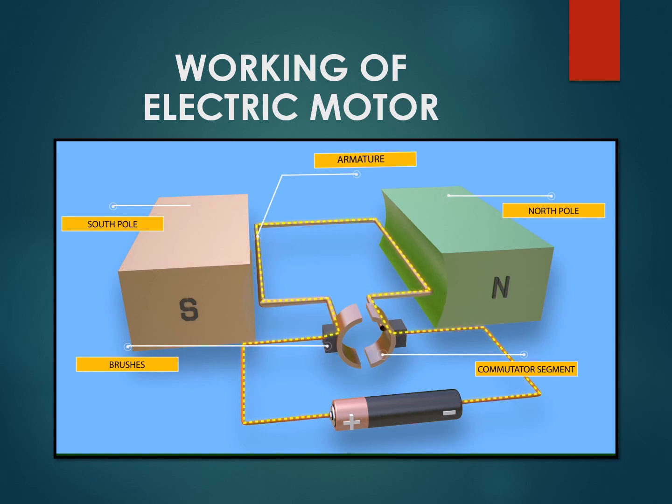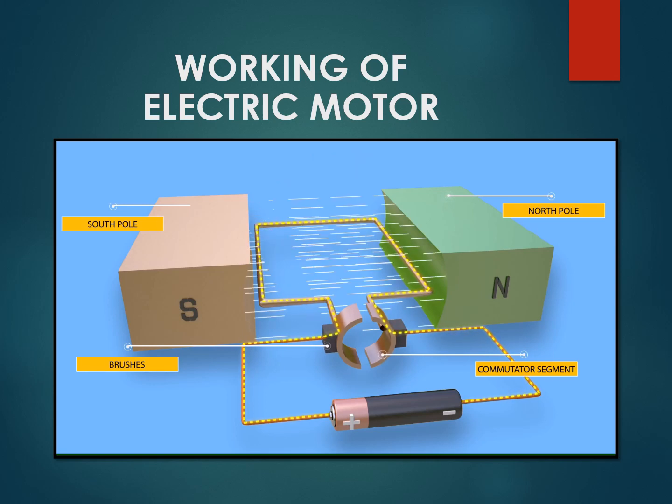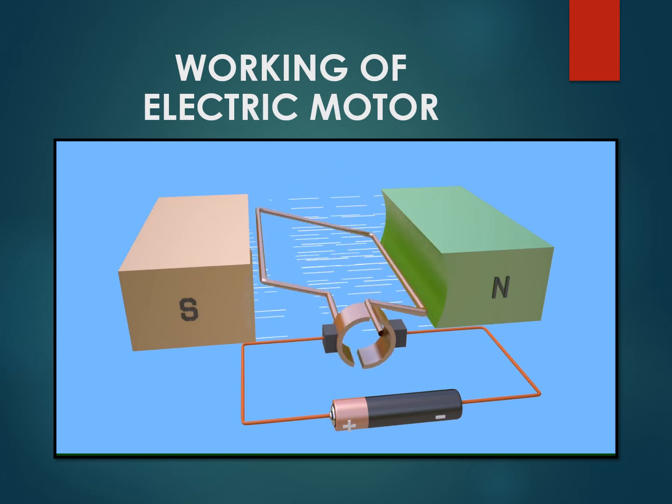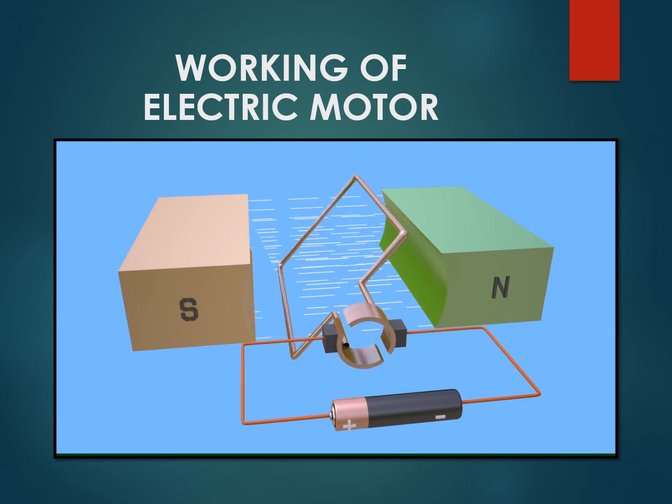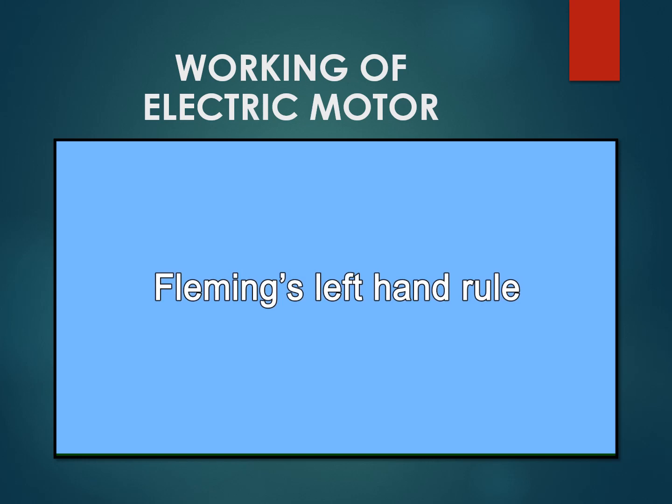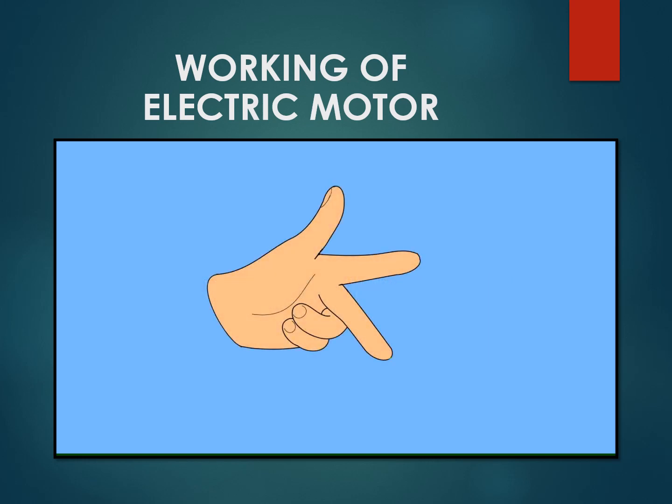As we see, the conductors are carrying current and they are placed in a magnetic field. Both of them experience a mechanical force acting on them. The direction of the mechanical force can be easily determined by applying Fleming's left-hand rule. To do this, spread out your left thumb, forefinger, and second finger so they are all at 90 degrees to one another.